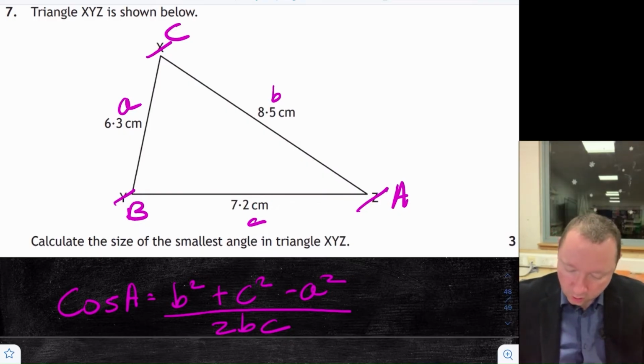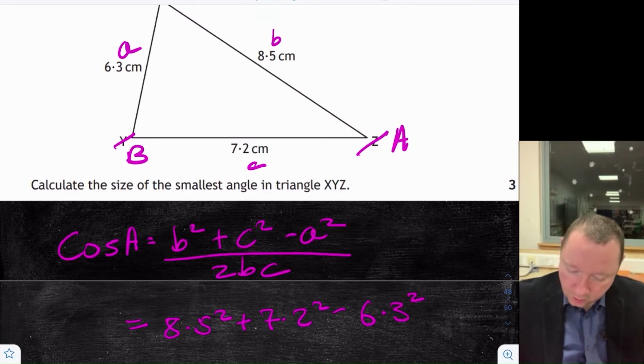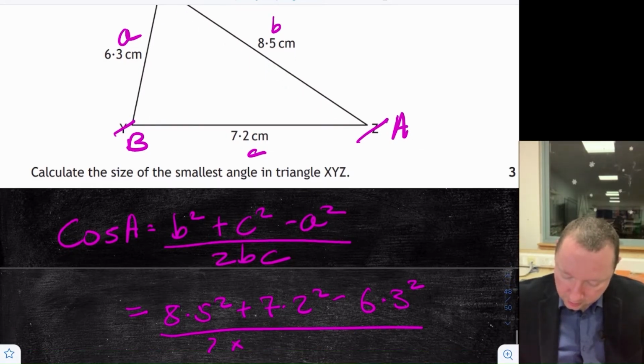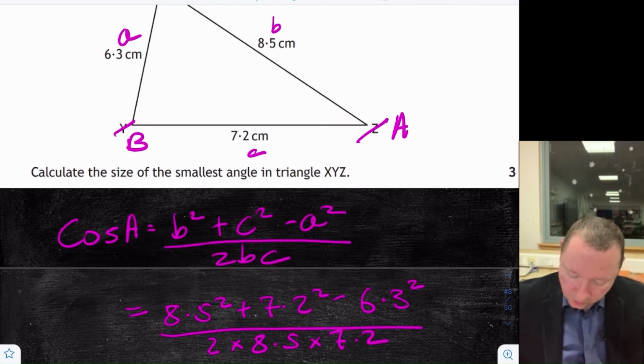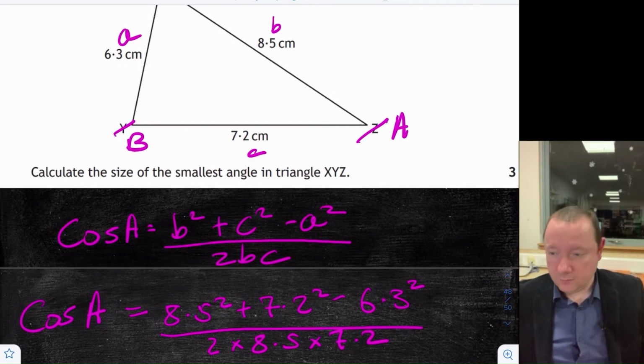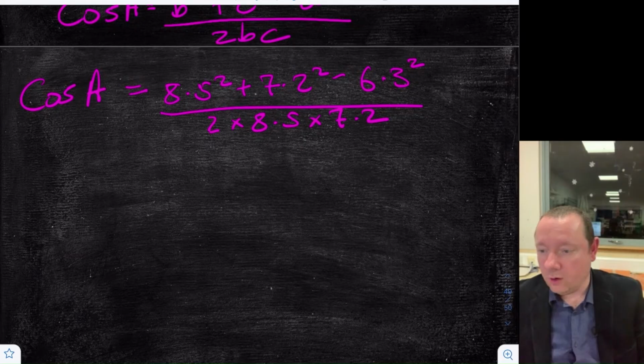So we'll just substitute all our numbers in, being very careful. So it's 8.5 squared plus 7.2 squared minus 6.3 squared. You're always taking away the one which is opposite the angle. All over 2 times 8.5 times 7.2. That's cos A. If you can get that far, that's a mark. So then we can do the inverse cos of our answer.